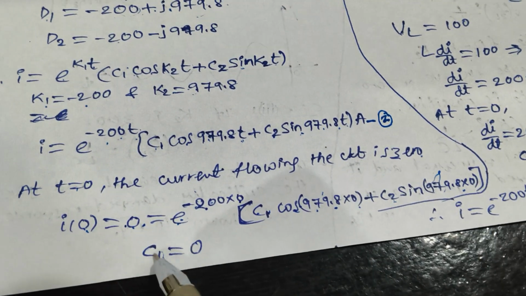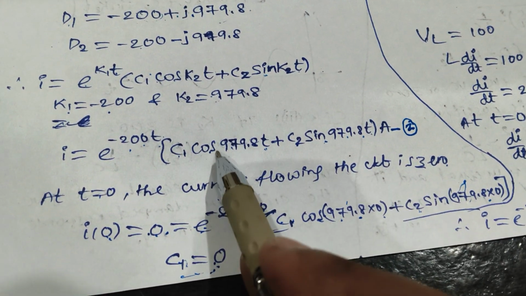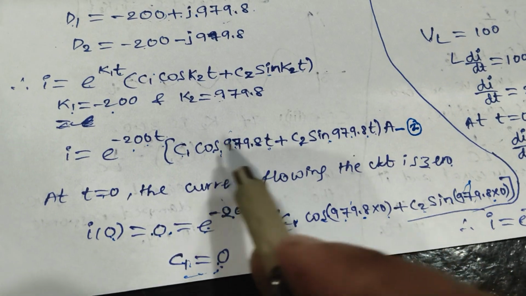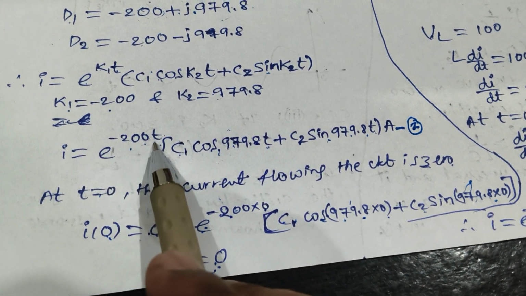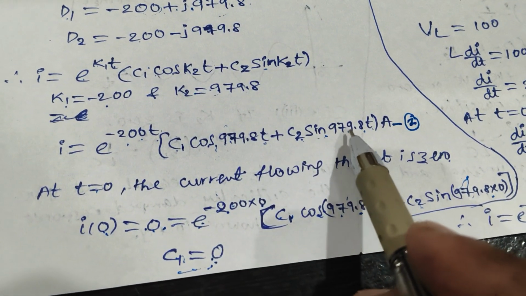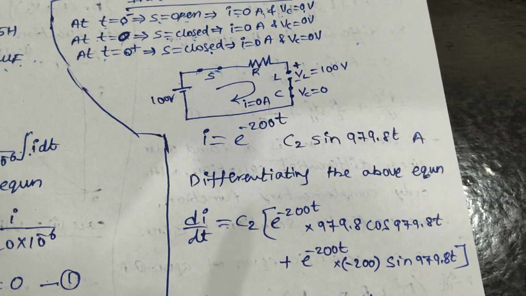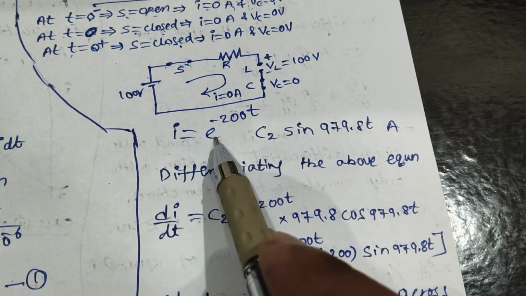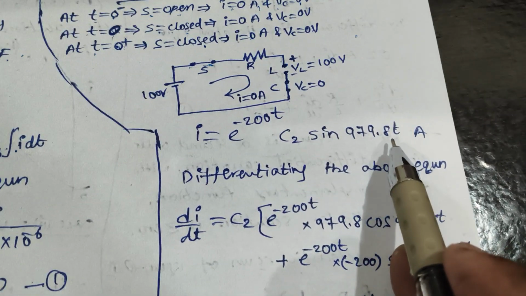So you will get C1 as 0. If I substitute C1 equal to 0 in the second equation, this first term will become 0. By substituting this, your current equation will become I is equal to e power minus 200 into t, only the second term, C2 sin 979.8 into t. So we need to find that second arbitrary constant to get the final solution. This is the final equation: I is equal to e power minus 200 into t, C2 into sin 979.8 into t amperes.